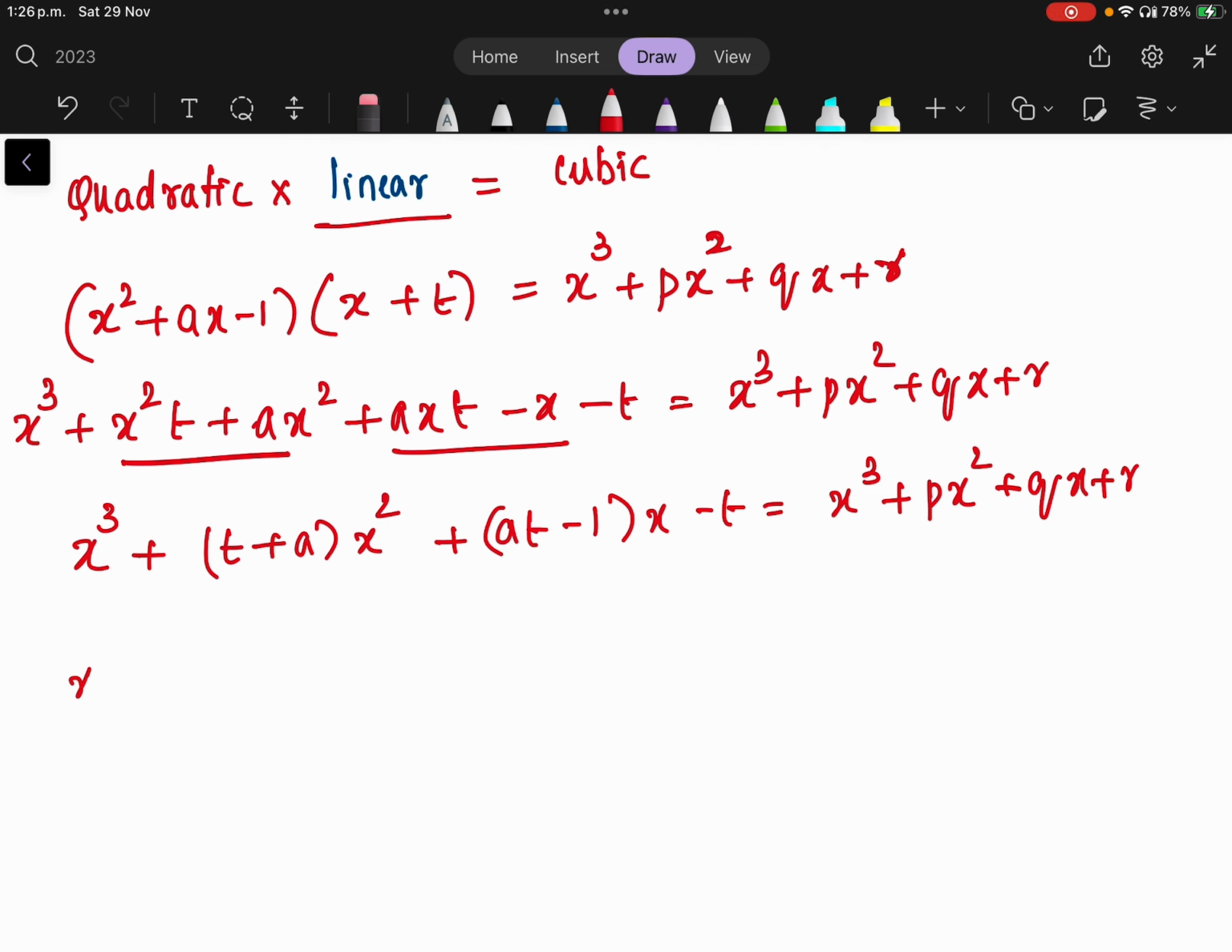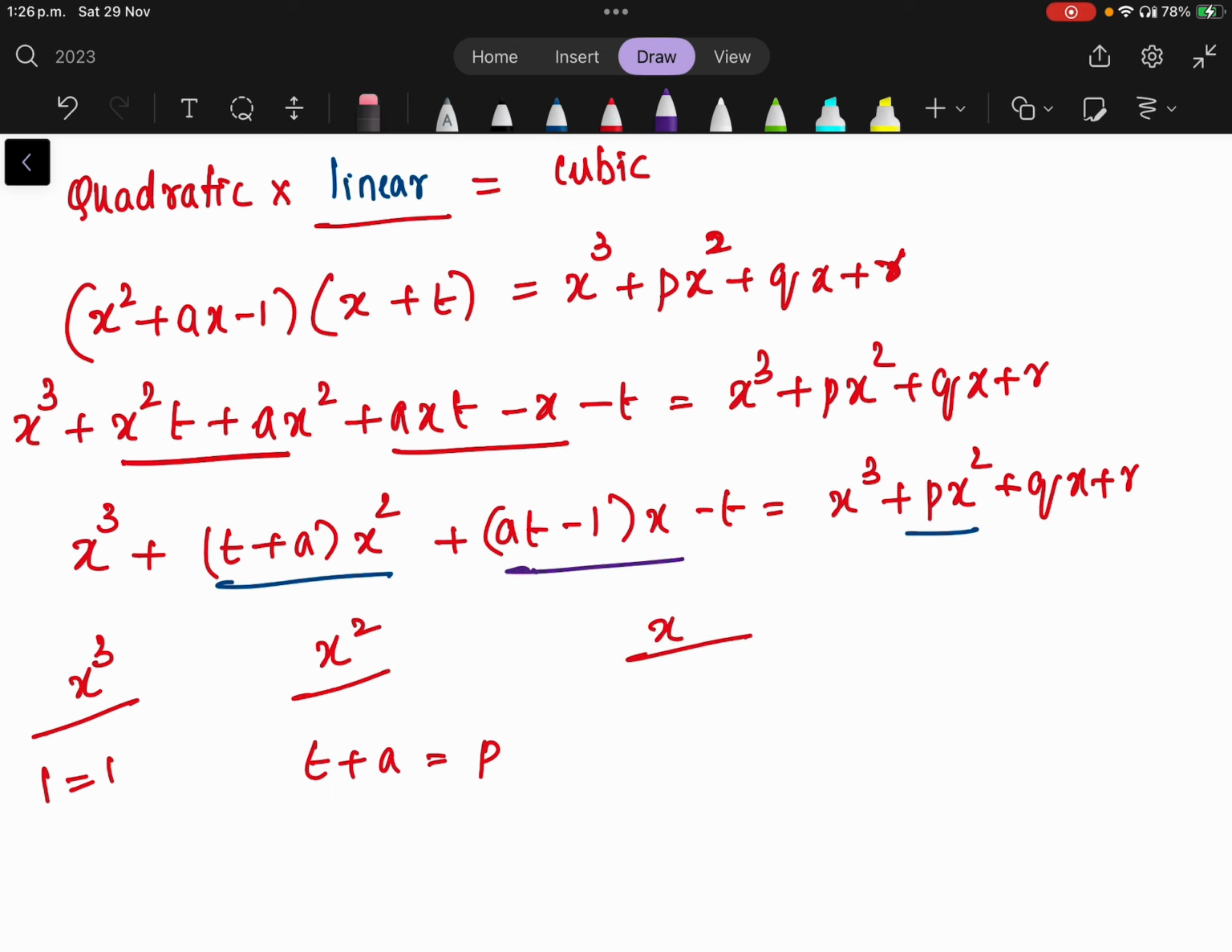Now I can equate both the sides. For x cube, that is 1 is equal to 1. X square will be this and this, so I can write this as t plus a is equal to p. Then I will write the x terms, so that will be this and this. So I will write it as at minus 1 is equal to q, and then I will write the constant, which is all the remaining terms, so that is minus t is equal to r.